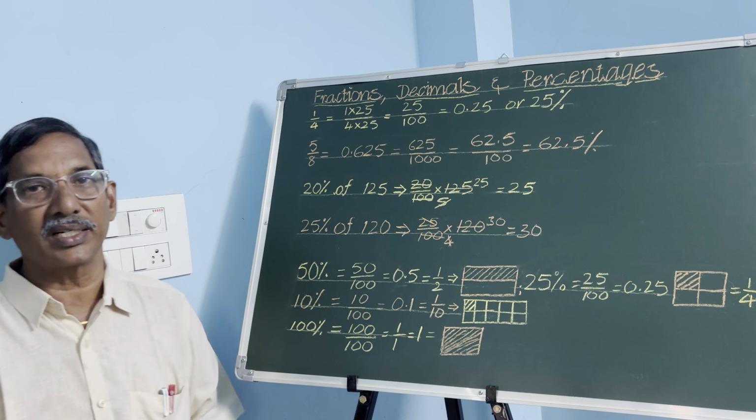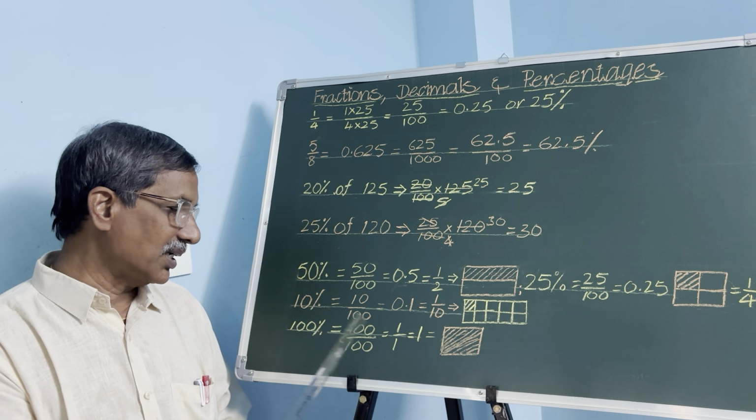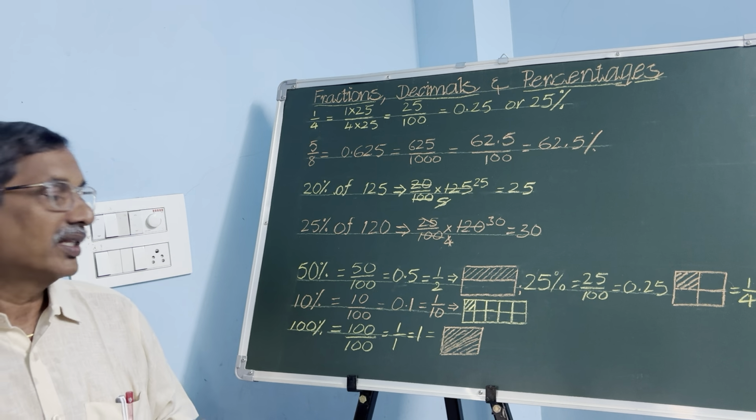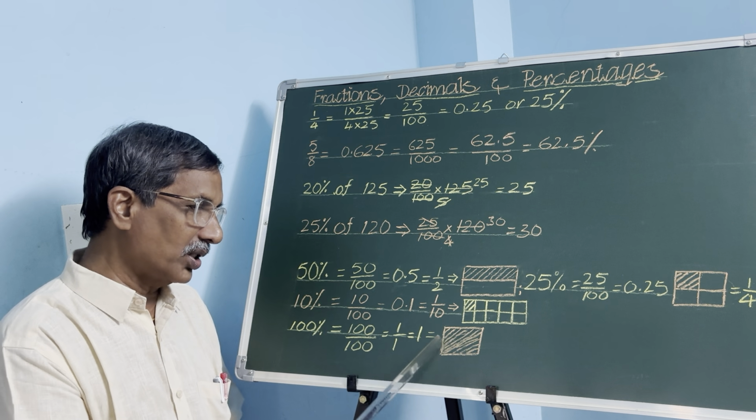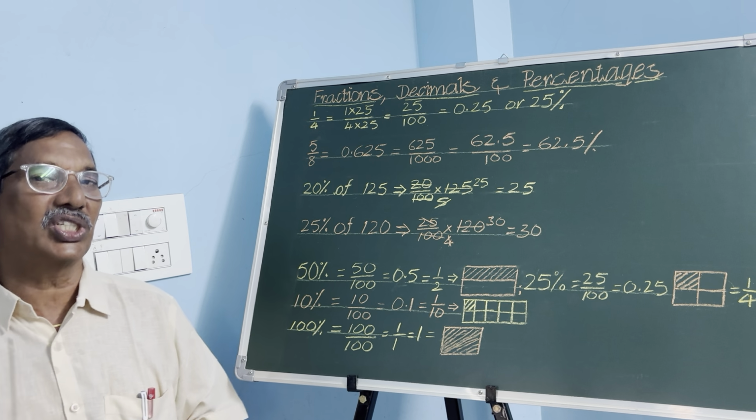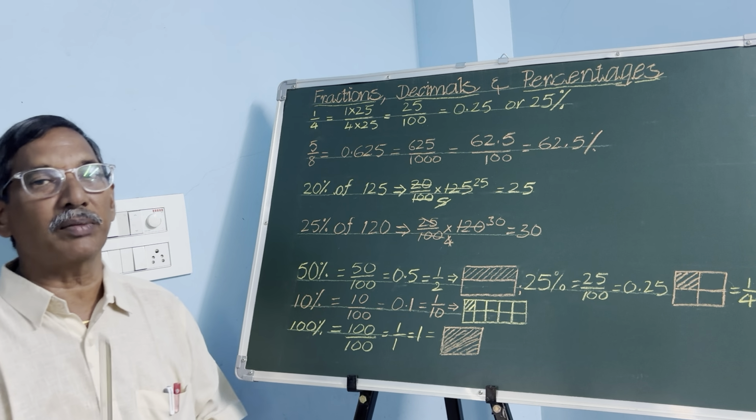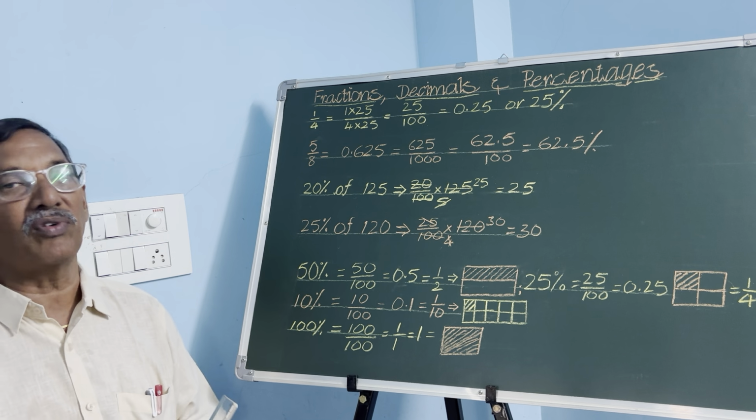And 100%, we know that 100% means the whole, the total. 100% is 100 over 100. That is 1 over 1. That is one whole. The total part is taken here. The total part is shaded here. So this is the representation of percentages and fractions in the form of diagrams.